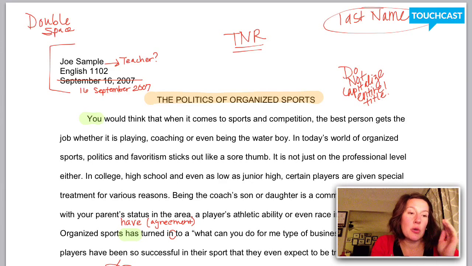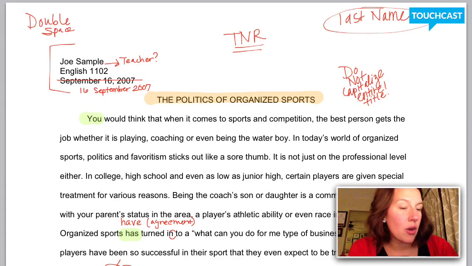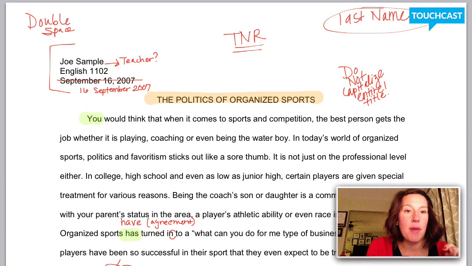It needs to be your name, the writer's name, teacher, class, and then date. The date there is set up incorrectly. It's in military format, so if I were to fix that date given, it would be 16 September 2007. The whole thing needs to be in Times New Roman 12-point font. It is not. Do not capitalize your entire title. Remember that? That was one of the big things we went over. Also, we're missing the last name in the top right-hand corner along with the page number.